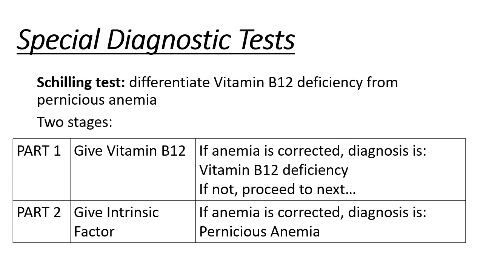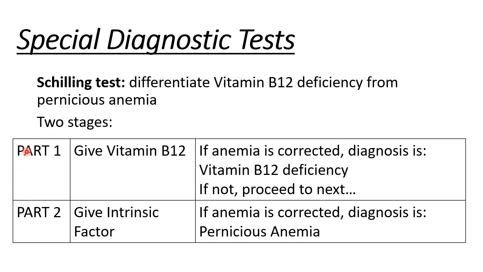Next test is the Schilling's test, and this is a special test to determine or to differentiate your vitamin B12 deficiency from pernicious anemia. Kasi magkaiba ang management ng dalawang ito. Okay? Ang pernicious anemia is an autoimmune disorder, while vitamin B12 deficiency may be caused by pernicious anemia or other causes pa. Okay? So, paano natin ginagawa yung Schilling's test? We have 2 stages. Okay?